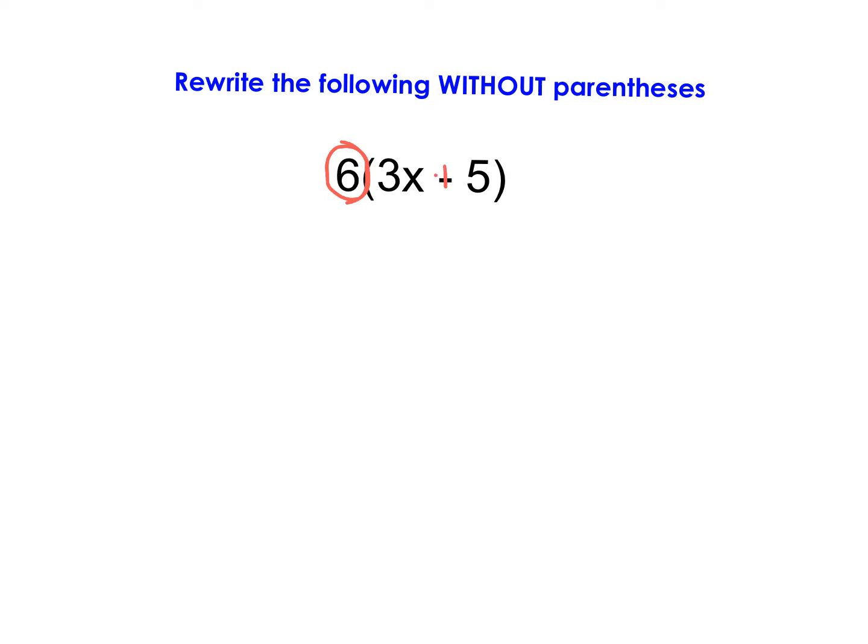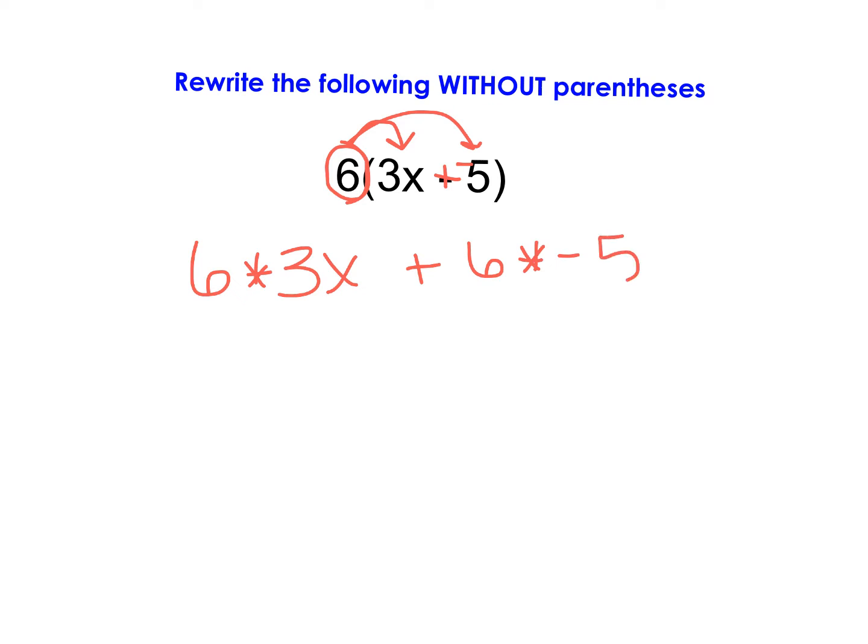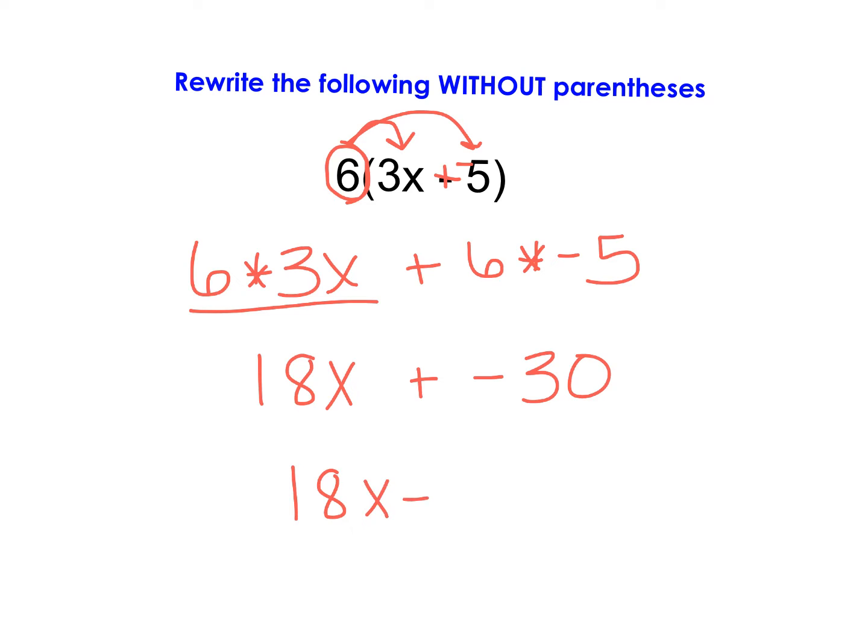So first I'm going to use keep, change to prevent any errors. But in order to rewrite this without parentheses, we take the 6 and we multiply it by each number inside of the parentheses. So we have 6 times 3x and then added together with 6 times that -5. And then from here we simplify each term. 6 times 3 becomes 18 with the x, plus 6 times -5 becomes -30.